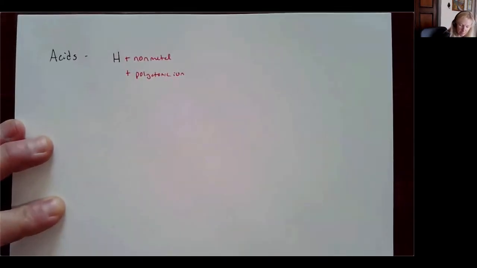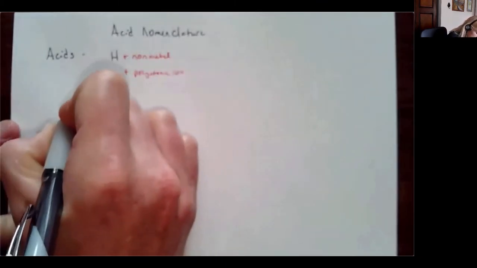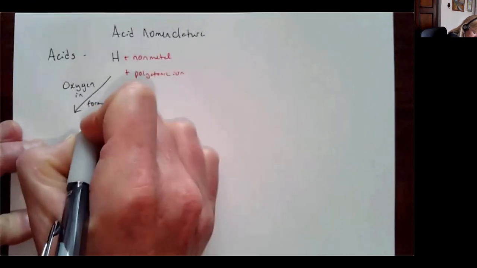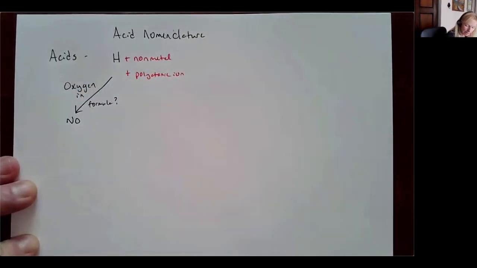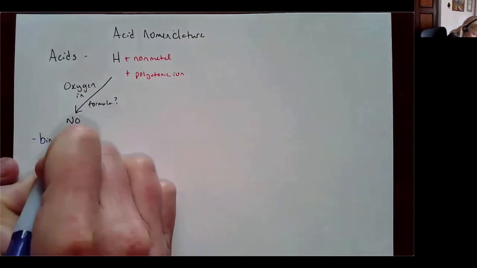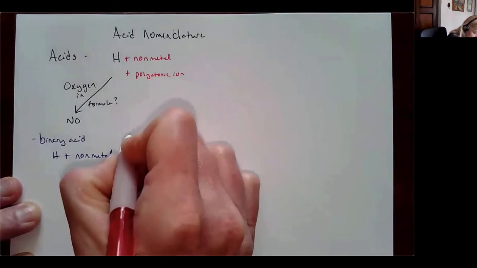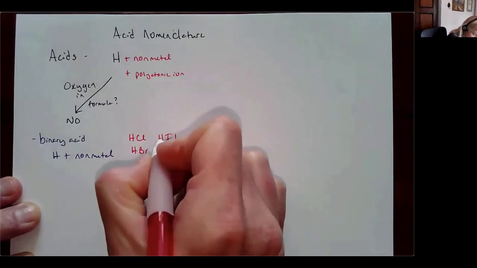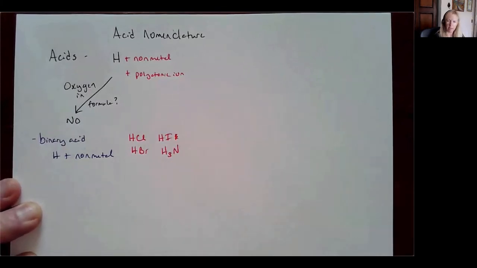And so to name those, we're going to name them 2 different ways. Our naming tree is going to be, is there oxygen present in the formula? So if the answer is no, then I have just what we call a binary acid, and it's hydrogen plus a nonmetal. Some examples of this might be HCl, HBr, HI, H3N. So these would all be acids, like a binary acid where there's no oxygen in it.